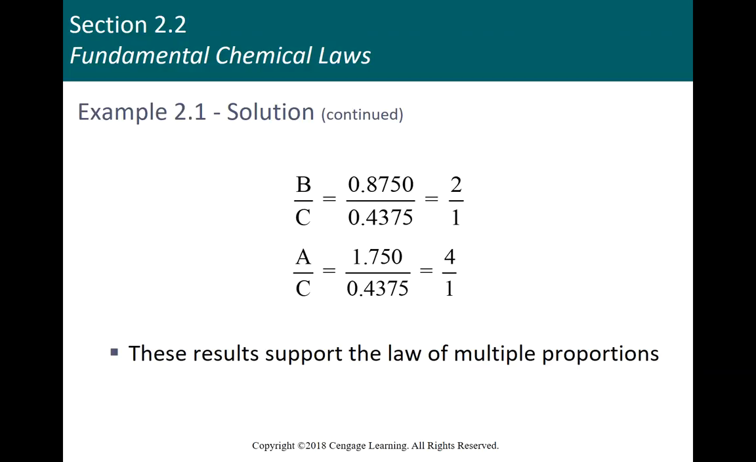So that means in compound A, you would have 4 atoms of nitrogen to every atom of oxygen. In compound B, you would have 2 atoms of nitrogen to every atom of oxygen. And in compound C, it would be a 1-to-1 ratio.